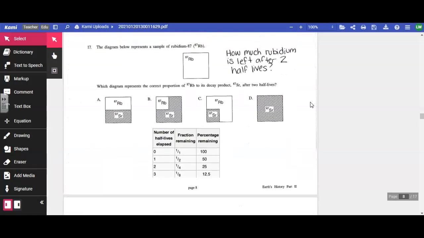Number 17. The diagram below represents a sample of rubidium. Which diagram represents the correct proportion of rubidium to its decay product, Sr, after 2 half-lives? So essentially, how much rubidium is left after 2 half-lives? What fraction is left? There's a chart here that you can look at.